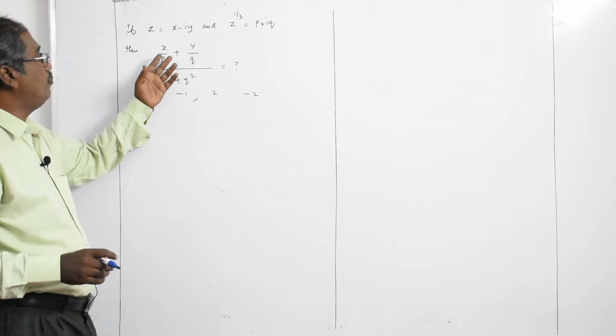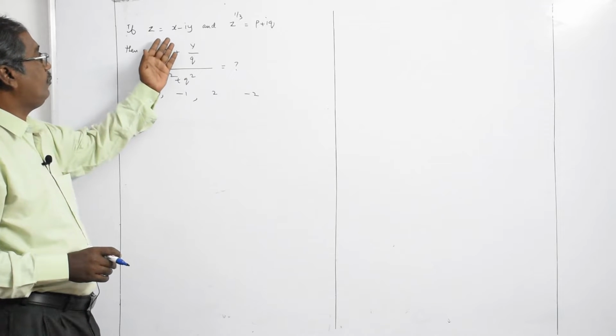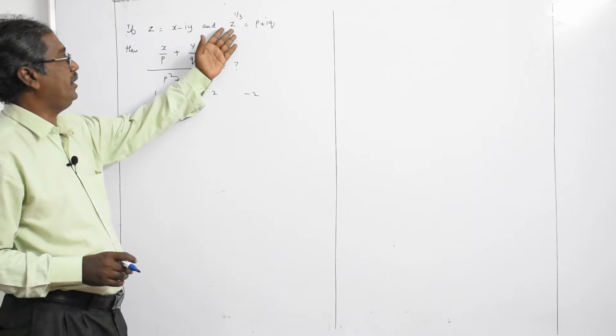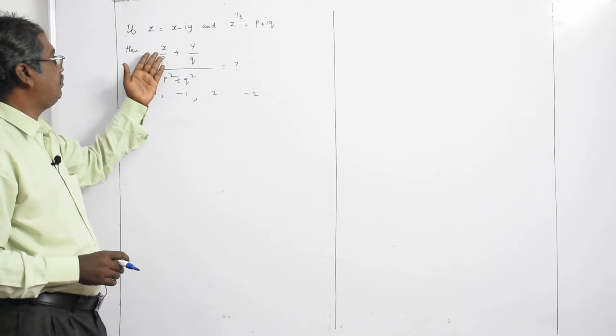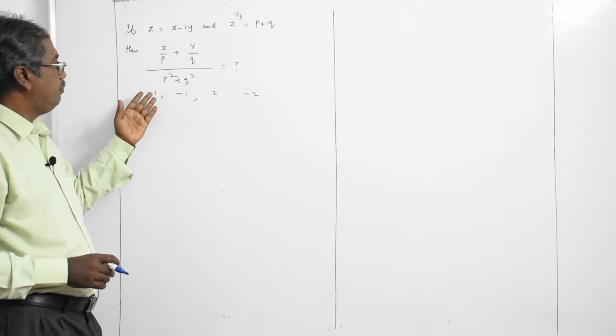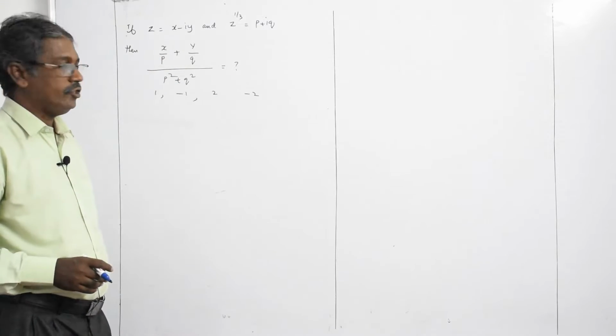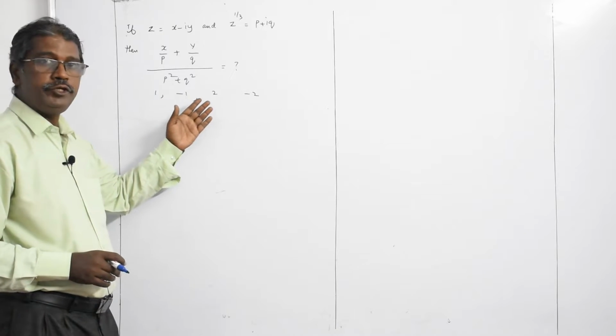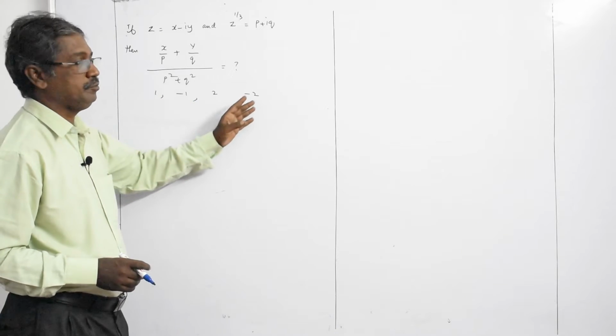Next we will see one more problem under this. If z equal to x minus iy and z power 1 by 3 equal to p plus iq, then x by p plus y by q by p square plus q square equal to how much? The options are 1, minus 1, 2 and minus 2. How to solve this problem?